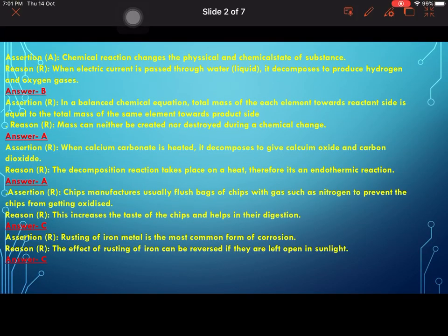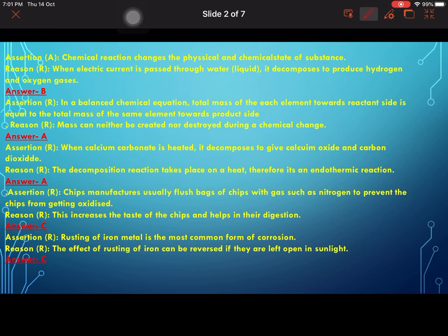Now from first: chemical reaction changes the physical and chemical state of a substance, and the reason is when electric current is passed through water, it decomposes to produce hydrogen and oxygen. So both the statements are correct, but the reason is not, so the answer will be B.